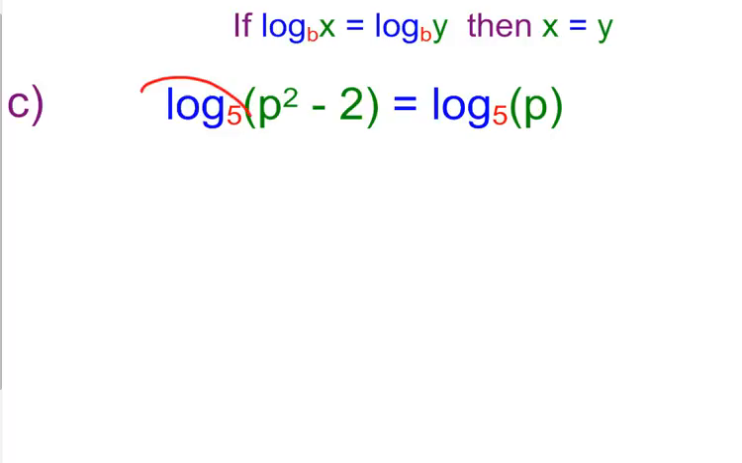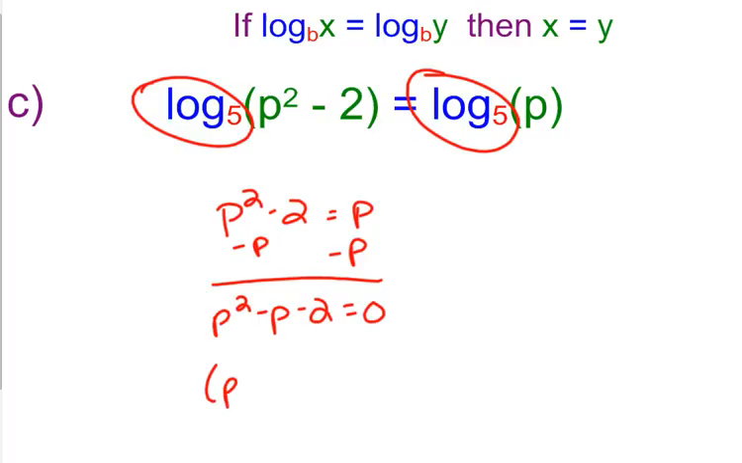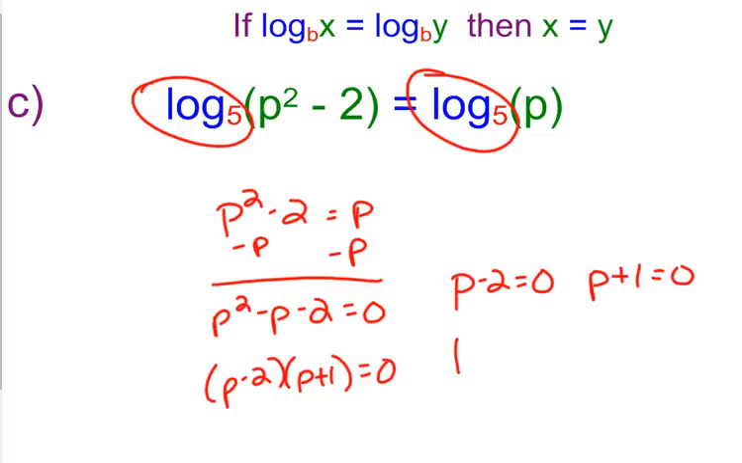In C, same log and base. So I'd say p squared minus 2 equals p. When I look at this, I see that I have a p squared and a p, so I'm thinking I'm going to have to factor this. So I'm going to minus p from both sides. P squared minus p minus 2 equals 0. So I'm going to go ahead and factor that. I'd have p minus 2, p plus 1. So we get p minus 2 equals 0. P plus 1 equals 0. So I get p to be 2 and p to be -1.